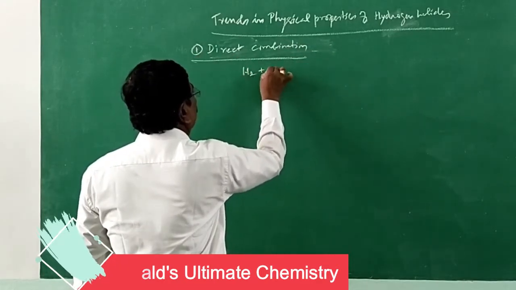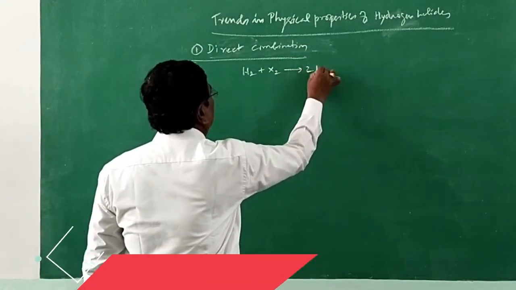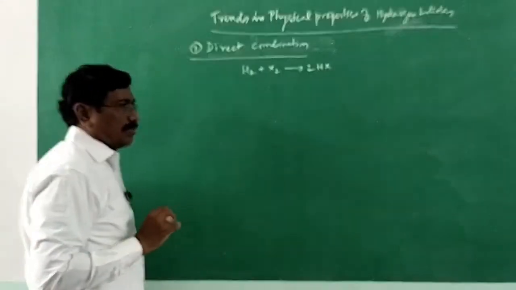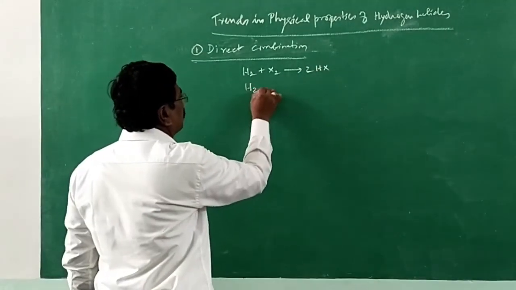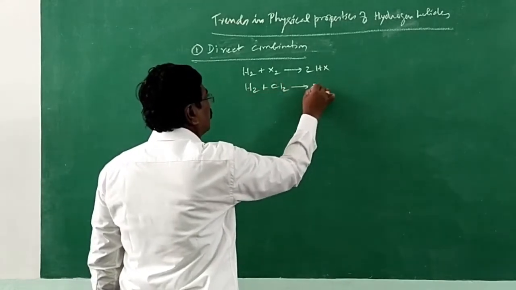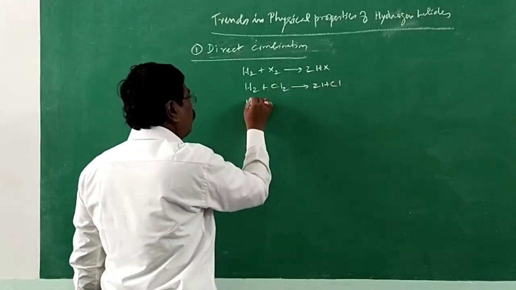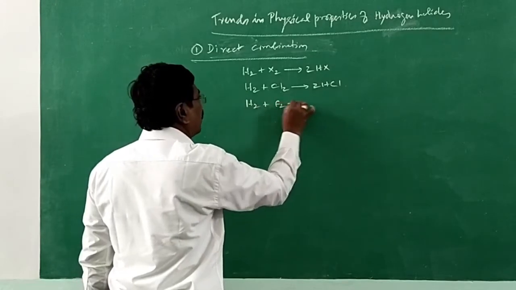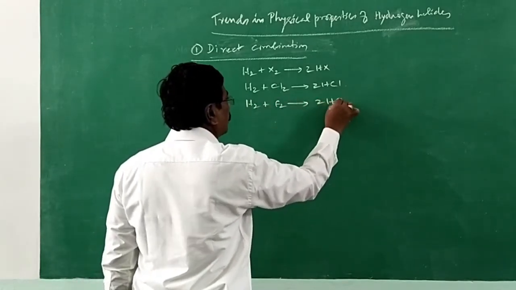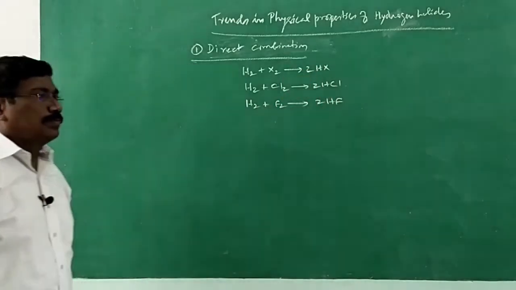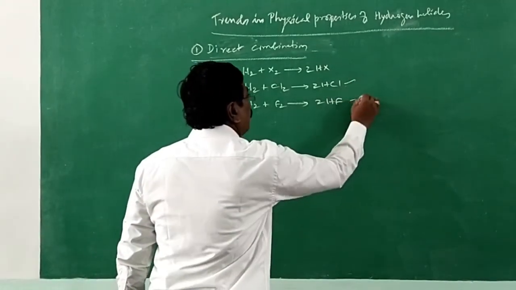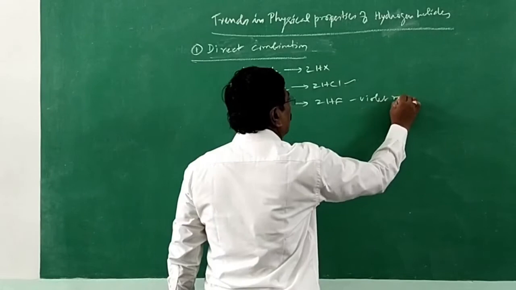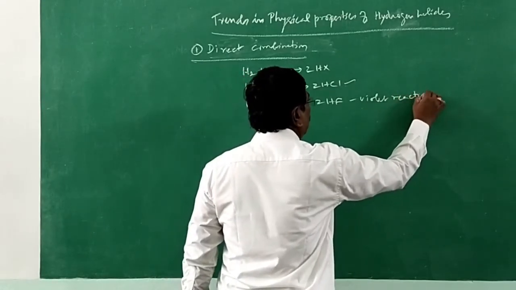Hydrogen with halogen may form hydrogen halide. That is the concept. Usually, HCl is prepared by this method. Fluorine reacts with hydrogen in a violent reaction to give HF. So, direct combination is possible for HCl. With a violent reaction, it reacts.